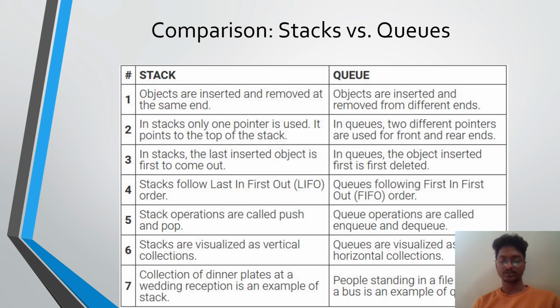A collection of dinner plates at a wedding reception is an example of a stack. Or a collection of books pressed one over the other is also another example of stacks. Whereas for a queue, people standing in a file to board a bus is an example of a queue. Other examples are, as I mentioned, apps such as Spotify and Wynk. We queue the songs which we want to listen to after the current song. This is another example of a queue.